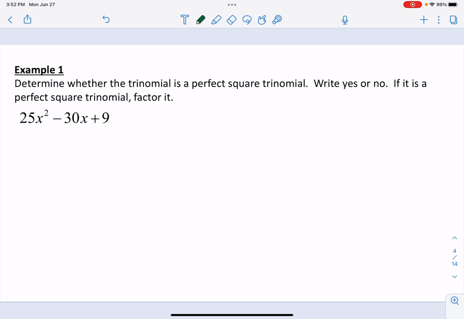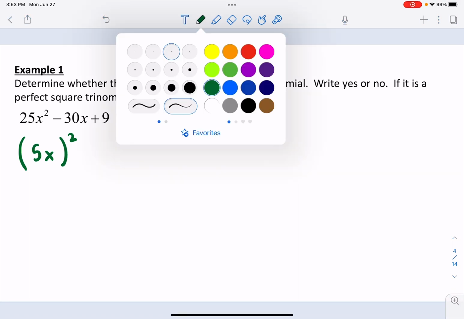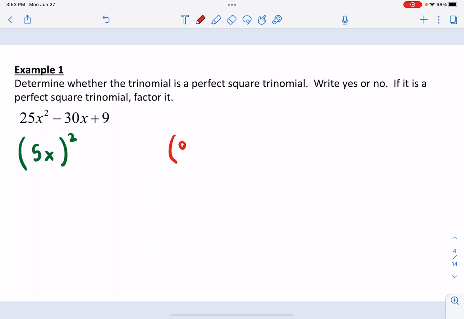Determine whether the trinomial is a perfect square trinomial. Write yes or no. So, what I want you to do is write this first term. The first and last term have to be perfect squares, which in this case they are. And 9 is 3 squared. Now you have to check your middle term. Same sign in the middle, 2a, well, what was a? A was this piece right here, 5x. Times b, what was b? B was the 3.